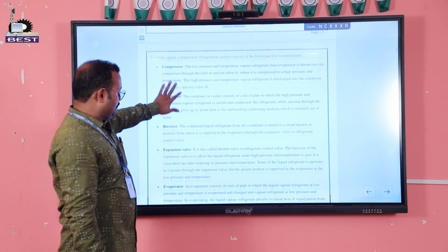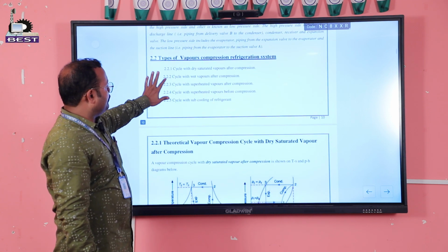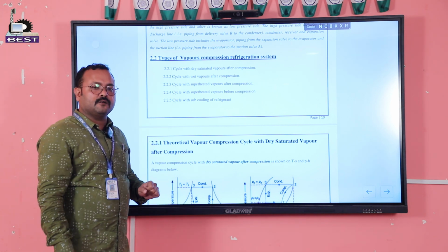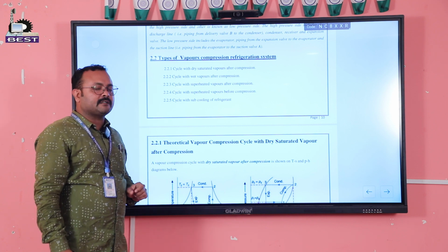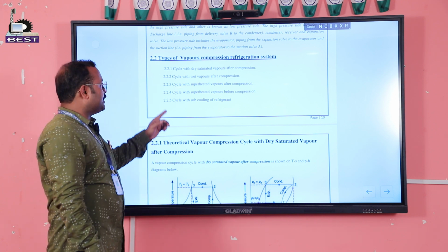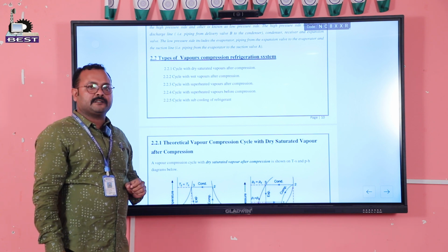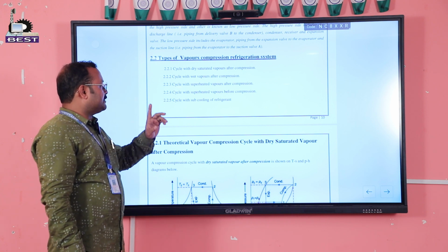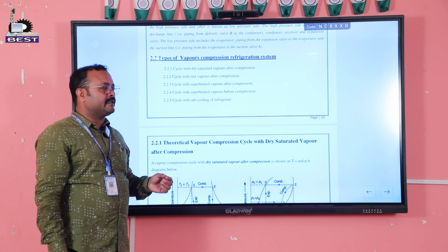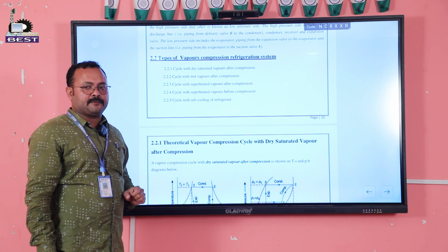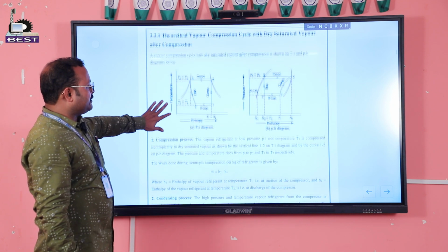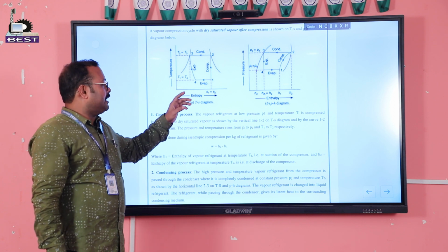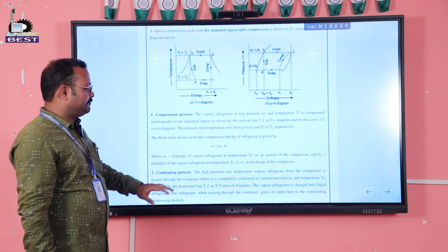Then we have to discuss about various conditions of vapor compression refrigeration system. Here is the condition, you have to note down it. First one is cycle with dry saturated vapor after compression. Second one is cycle with wet vapor after compression. Third one is cycle with superheated vapor after compression. Fourth one is cycle with superheated vapor before compression, and the last one is cycle with subcooling of refrigerant. Here is the TS and pH diagram, temperature entropy and pressure enthalpy diagram. You have to write down the notes and draw the diagram.